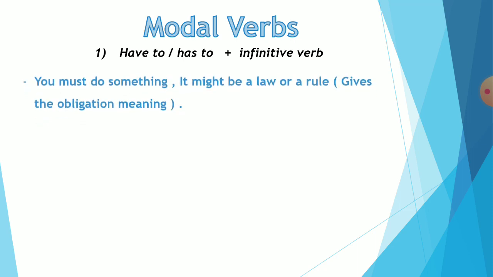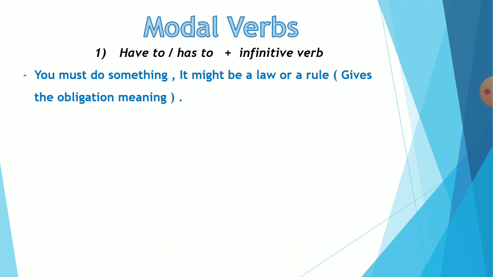Now, has to and have to give us the meaning of the obligation, or we can say that they have the meaning of must. So, when we put have to and has to in a sentence, it means that you must do something because it might be a law or a rule. So, it gives the obligation meaning.